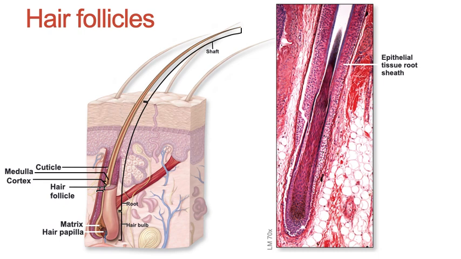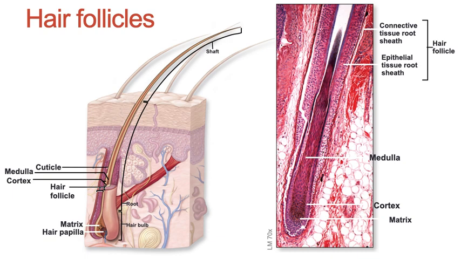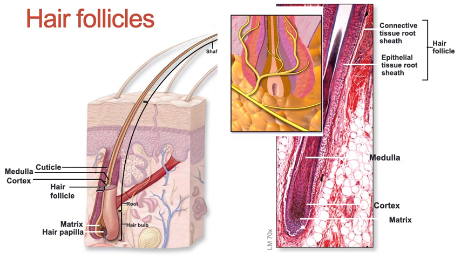Now we can also see some of these structures on this micrograph of a hair follicle. In this image, you can see the connective tissue root sheath, as well as the epithelial tissue root sheath, which make up the hair follicle. And this image also shows you the matrix located near the bottom, as well as the cortex and the medulla. Now, also found associated with hair follicles is what's called a root hair plexus, consisting of sensory nerves that surround the base of each hair follicle. And this is going to enable you to feel movement of the shaft of even a single hair. And this sensitivity is thought to provide an early warning system that can help prevent injury.